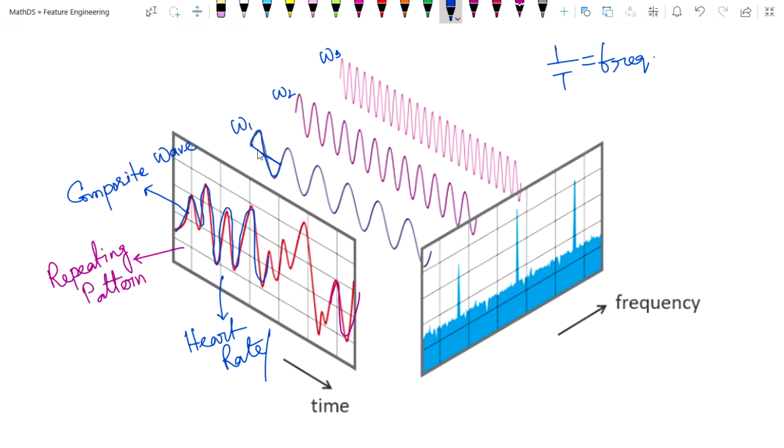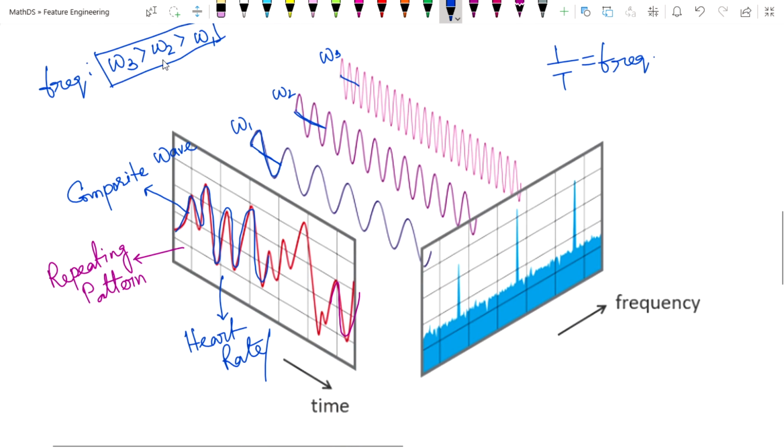Just see here: this one has a very large frequency, here a small frequency, and in the same interval here the frequency is two times. So based on frequency, W3 is greater than W2, which is greater than W1. These patterns happen based on the frequency.